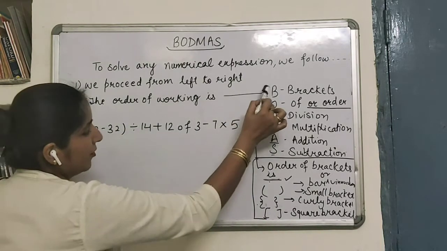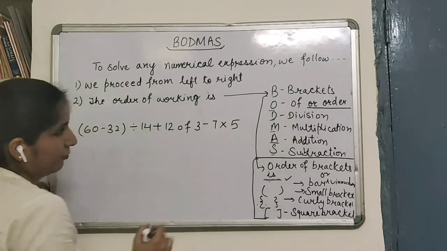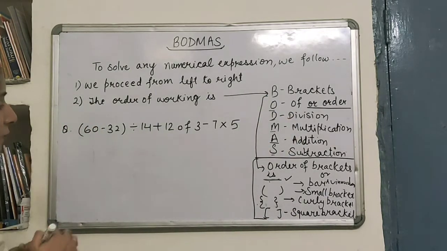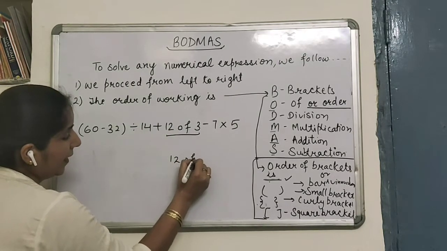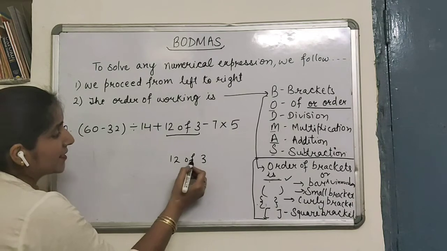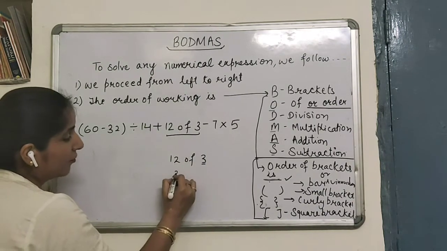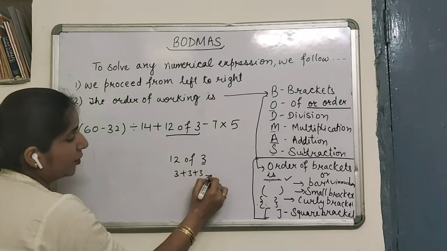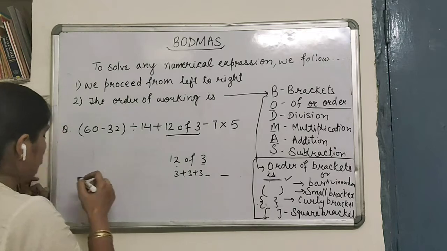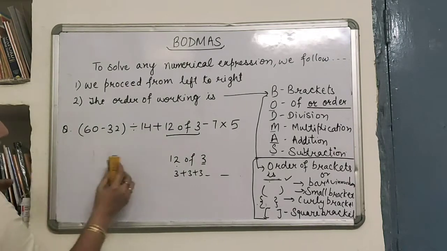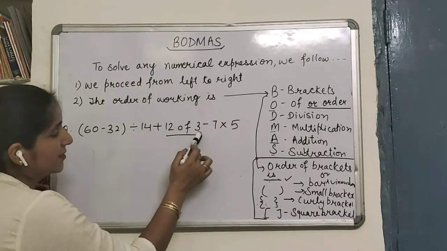After solving all these brackets, the next operation is of. What is of? You can see here it is written 12 of 3. It means 12 sets of 3. 3 plus 3 plus 3, you can write it 12 times and solve it. It is just equal to what we get when we multiply 12 into 3. If we multiply 12 and 3, we get the same answer.